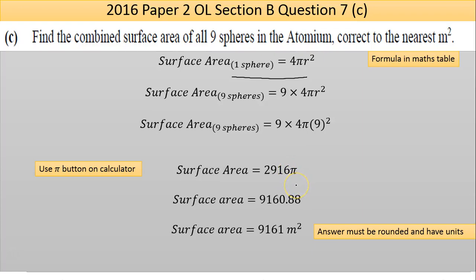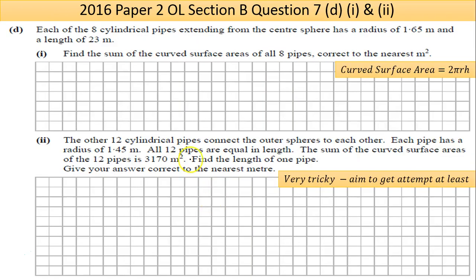But they wanted it not in pi form, or in terms of pi is what they normally say. They want it given in decimal form. So I press the change button on the calculator and it displays my decimal 9160.88. And they did say in the question they wanted it rounded to the nearest meter squared. So 9161 is closer to that than 9160. Job done. Okay, so I'll move on to part D.